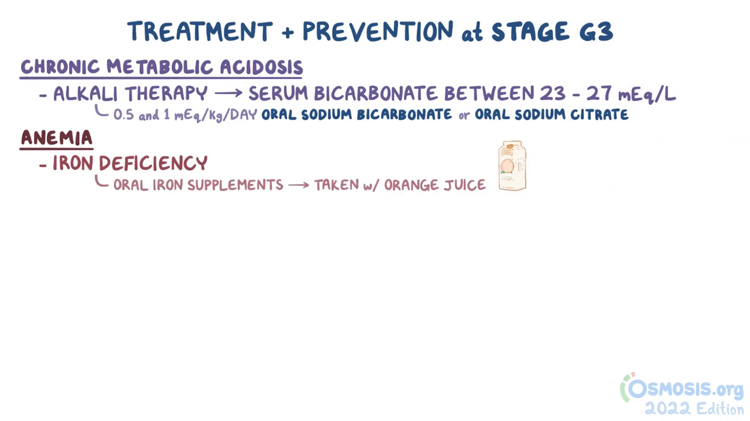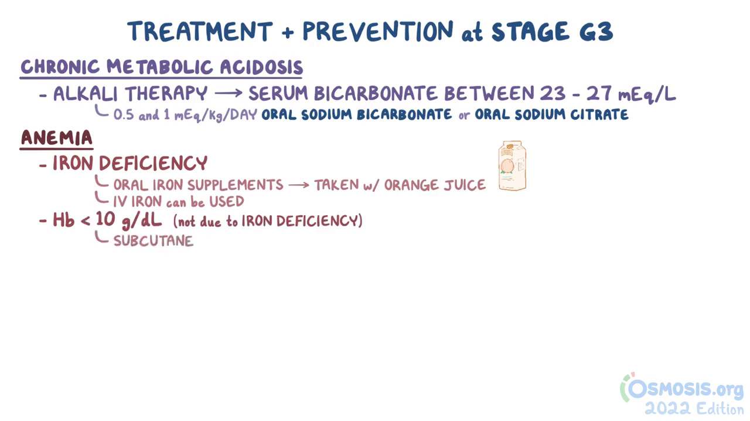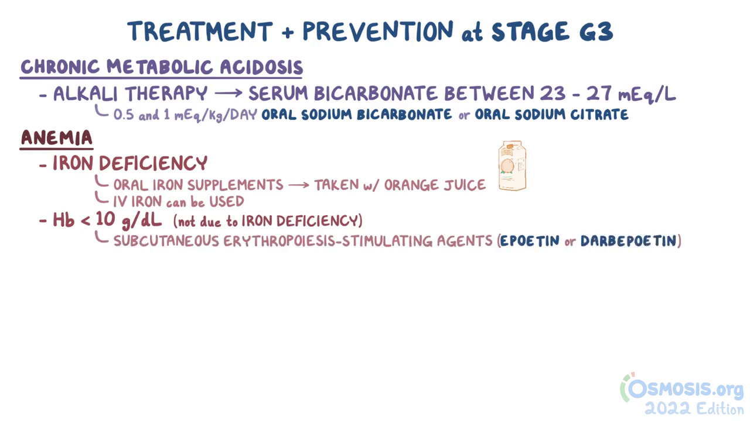If oral iron isn't effective or the side effects can't be tolerated, IV iron can be used instead. Now, if hemoglobin levels are below 10 grams per deciliter and it's not due to iron deficiency, then treatment using subcutaneous erythropoiesis stimulating agents like epoetin or darbepoetin is started.